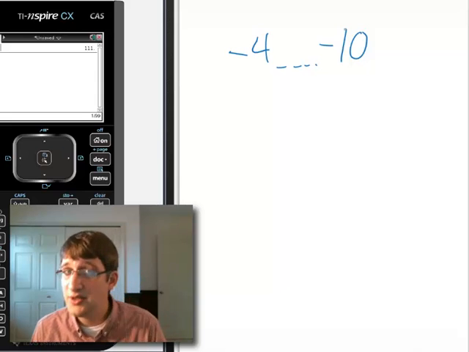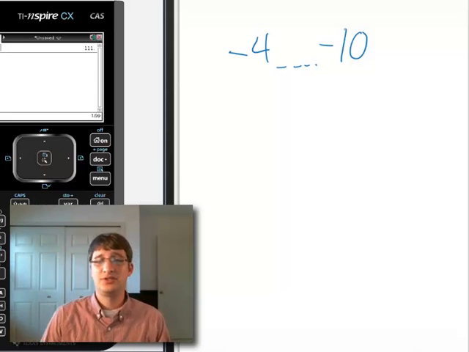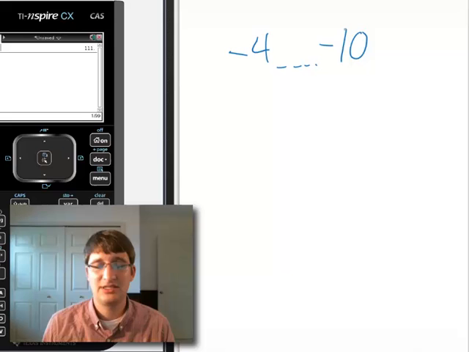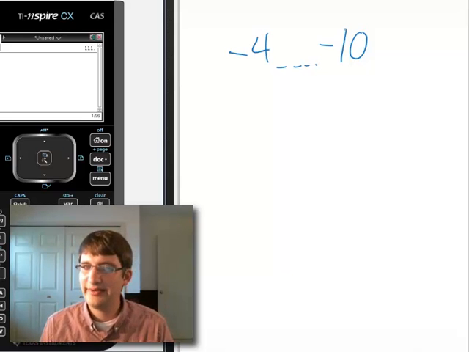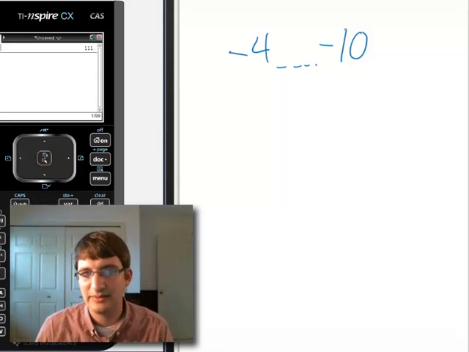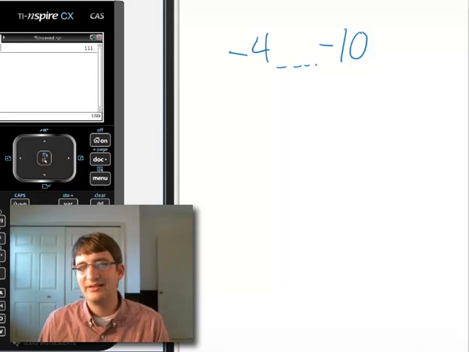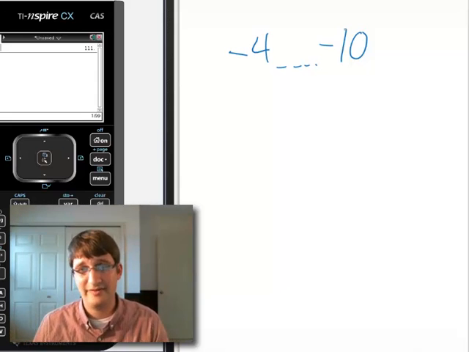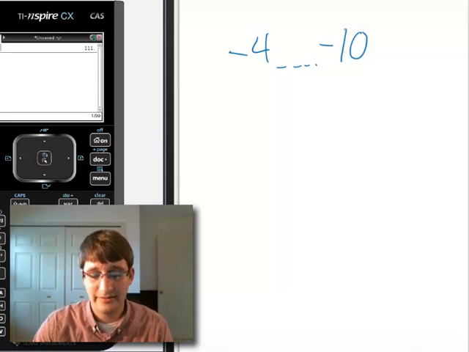Is it greater than or equal to -10? Well, it's not equal to, because -4 is definitely not equal to -10, so we can wipe those out. But is -4 to the right of -10? Is it to the left of -10? That's kind of how I think of these problems, okay? So -4 technically comes to the right of -10, so therefore it's greater than it.